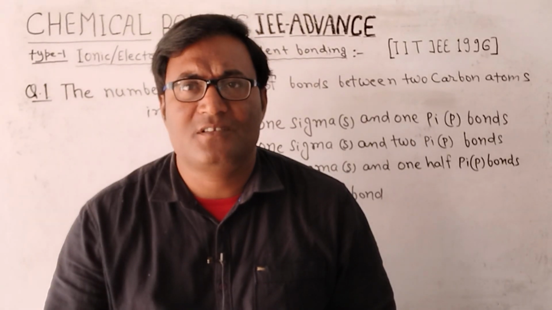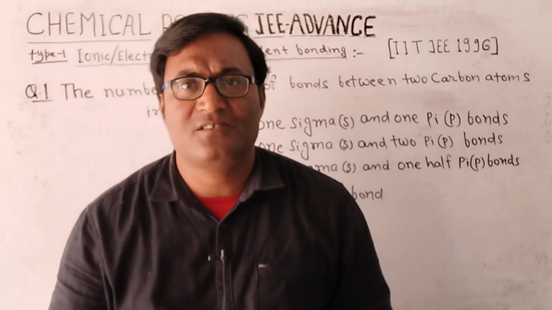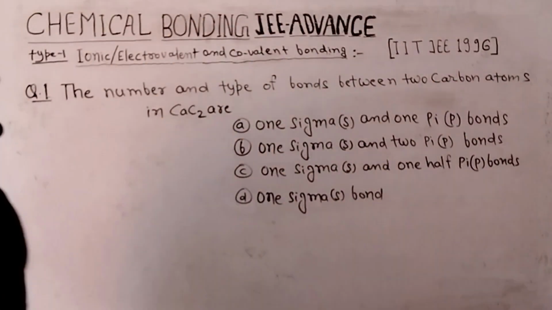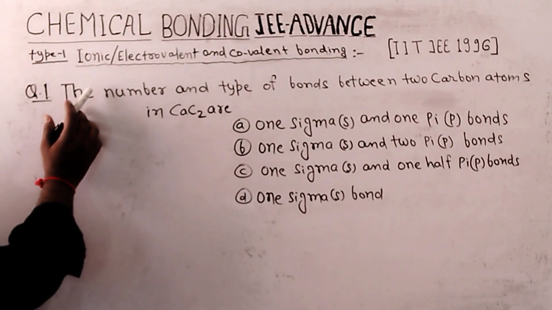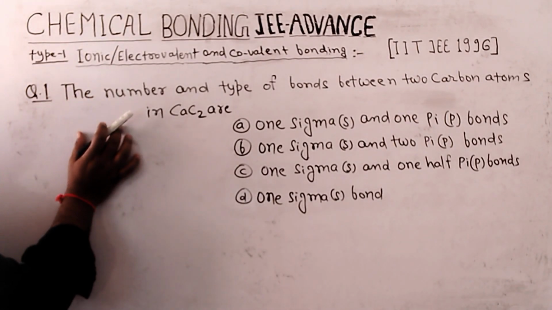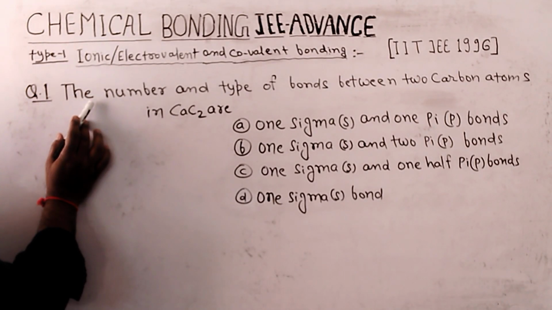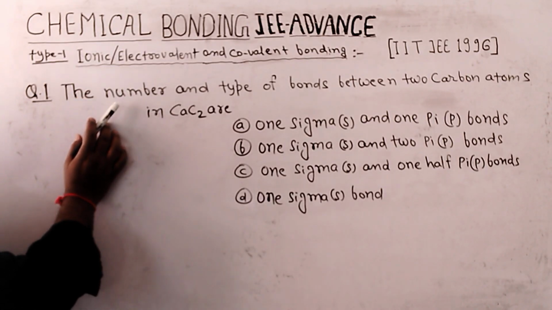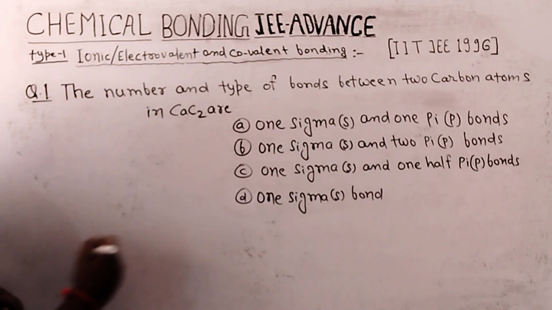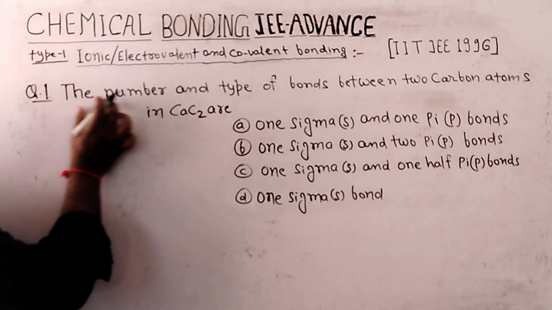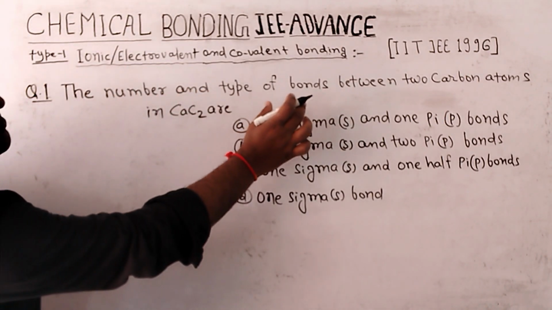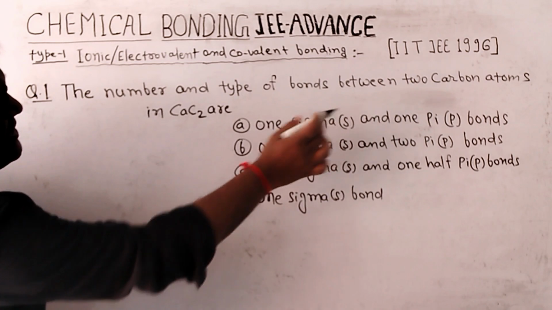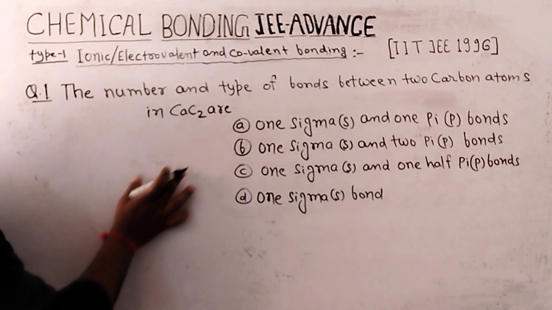Today I am going to teach chemical bonding for JEE Advanced previous year questions. Now this is question number 1. This question is based on calculation of the number of sigma bonds and pi bonds. According to this question, the number and type of bonds between two carbon atoms in CaC2 are.